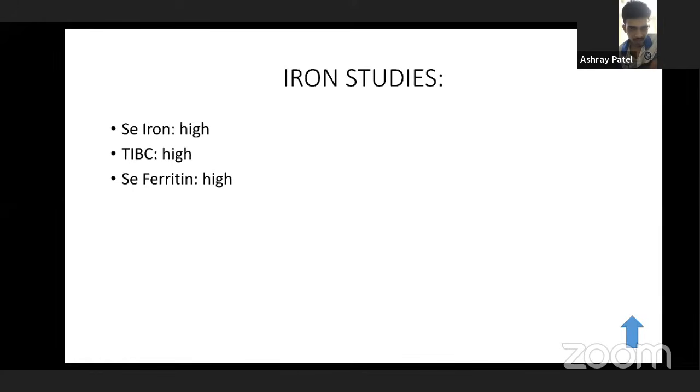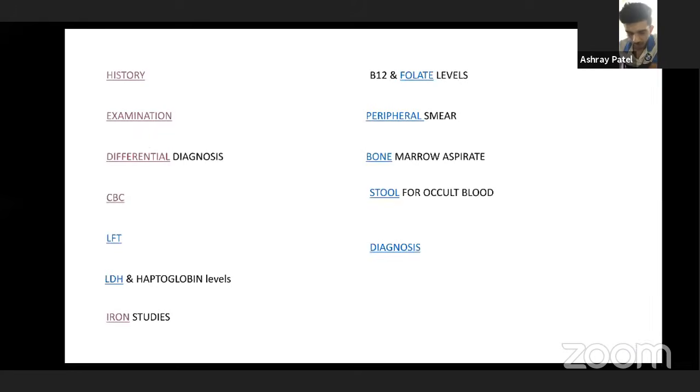So these are the iron studies. The serum iron is high, which is unlikely to be iron deficiency anemia. But the total iron binding capacity is high. It should have been low. And the serum ferritin is high, which is the storage form. So it's not clinical iron deficiency. So this much you can infer from the iron studies. Very good. Next, what do you want to see?